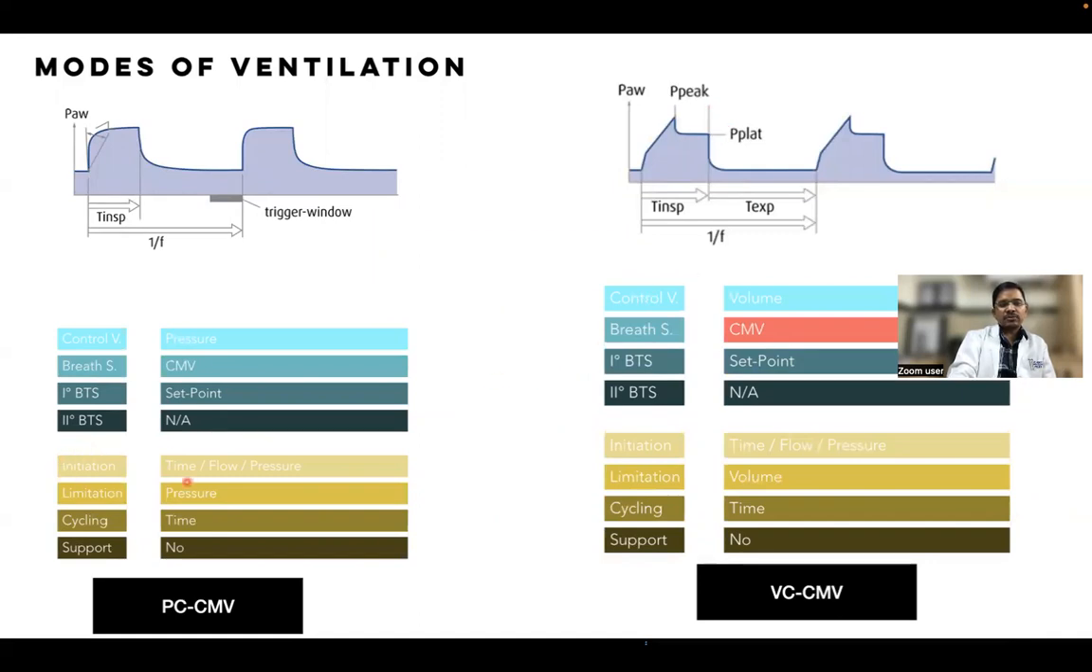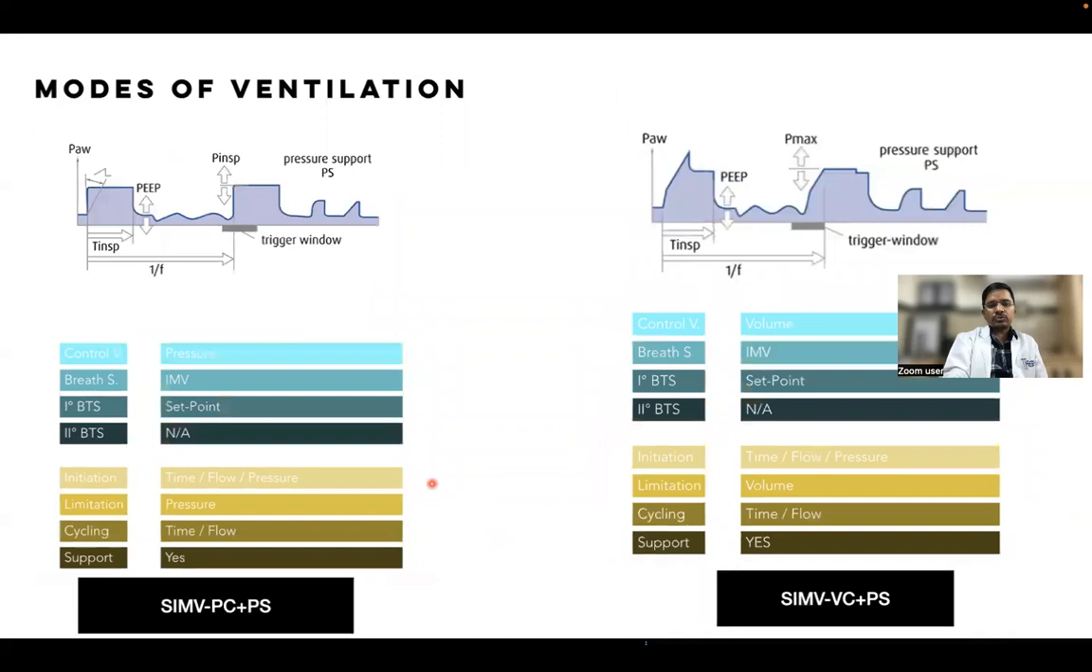What is the initiation of the breathing? Either time, flow, or pressure. Whenever the patient is taking a breath, starting the initiation, that is the flow or pressure trigger. And when the machine is triggering, that's called time trigger. Same for volume control ventilation. So the limitation we understand from there is pressure and volume. Cycling here is time cycling for both. There is no pressure support. So there is no spontaneous ventilation in case of continuous mandatory ventilation.